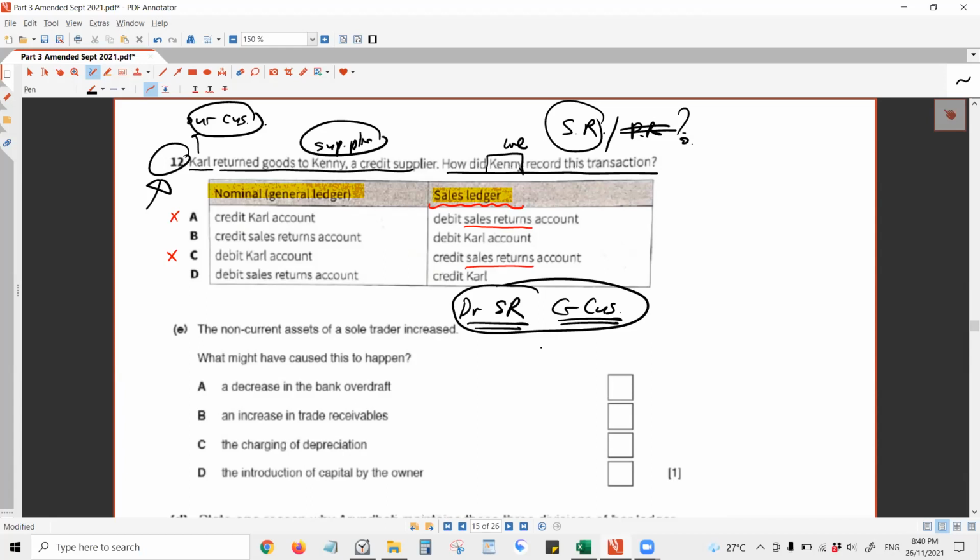Therefore, the answer cannot be B because they credited the sales returns account, which is wrong, right? And should not debit Carl's account. They did it the other way around. So the answer is D. Debit sales returns account, credit Carl's account. And does the sales returns account belong to the nominal ledger? Yes. Carl's account is a customer, right? Our customer. It belongs to the sales ledger section. Therefore, the answer is D. You have to look carefully. So it's a very good question.